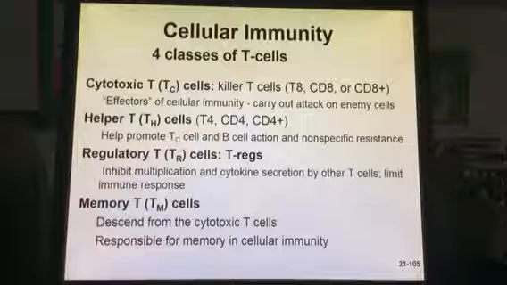The helper T cells help the cytotoxic T cells, and then they also help the B cells kind of jump into action, and then also help with the non-specific resistance that we talked about previously. They also have regulatory T cells, which are sometimes called Tregs. They stop the multiplication and secretion by other T cells, which limits the immune response, and we'll see when those come into play. And then the memory T cells, they are responsible for the memory of the cellular immunity. So those are specifically the cells that are remembering which pathogens have been in your body before.